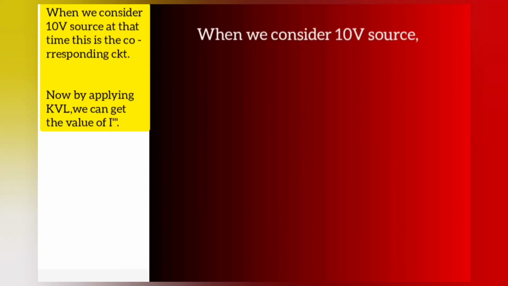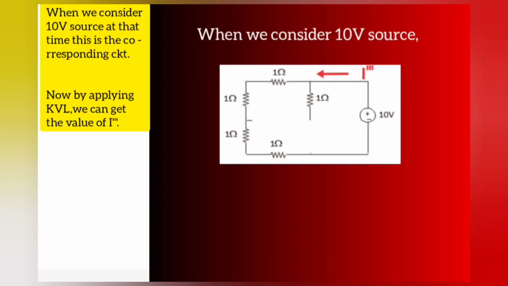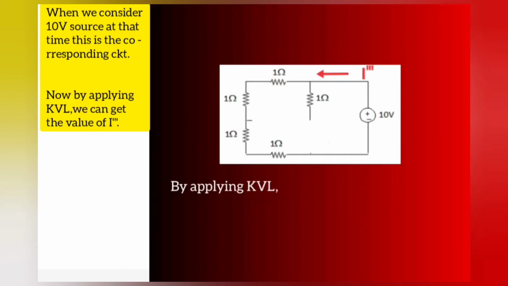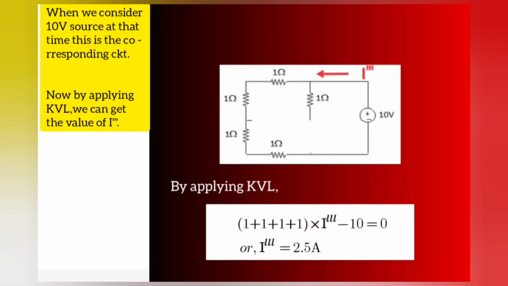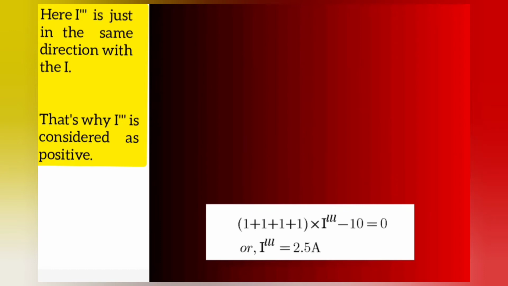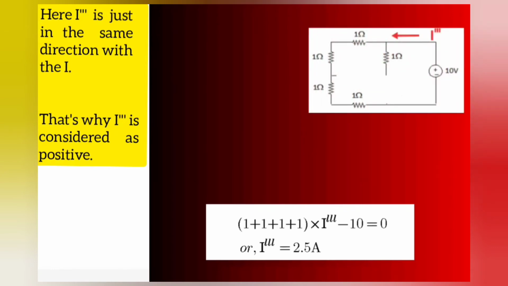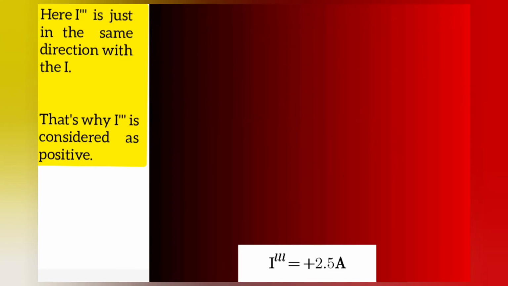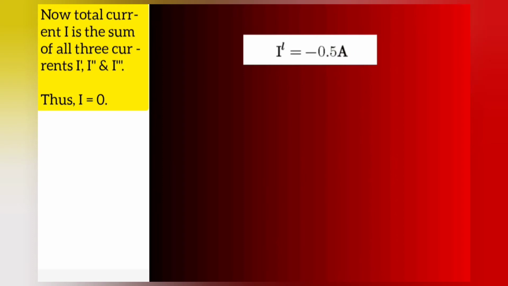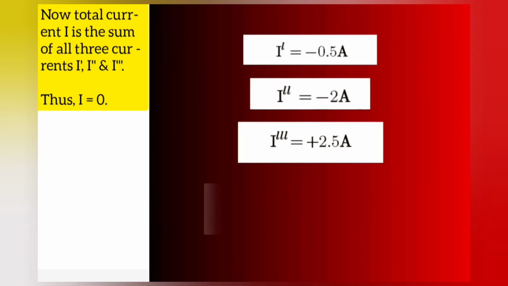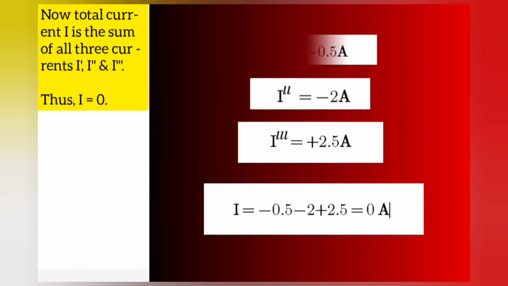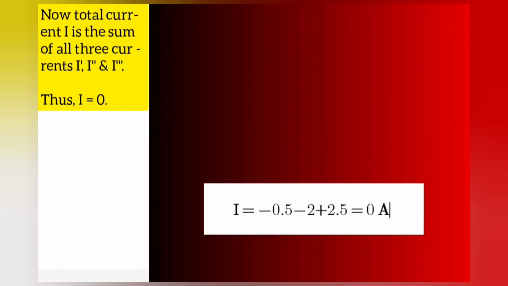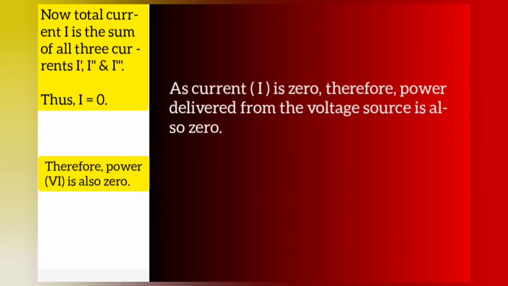When we consider the 10 volt source, this is the corresponding circuit. By applying KVL, we can get the value of I'''. Here I''' is in the same direction as I, so it is considered positive. Now the total current I is the sum of all three currents I', I'' and I'''. Thus I equals 0. Therefore the power VI is also 0.